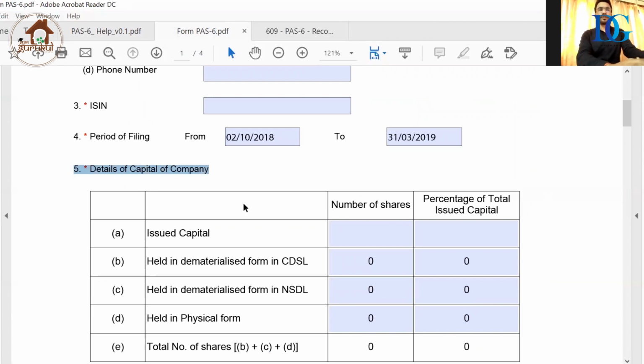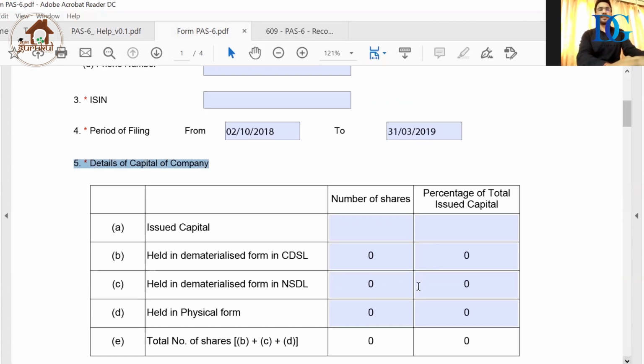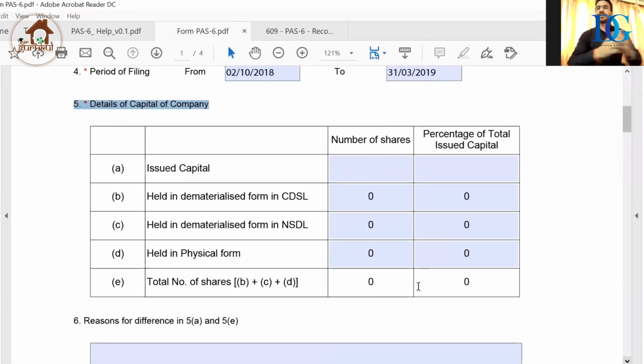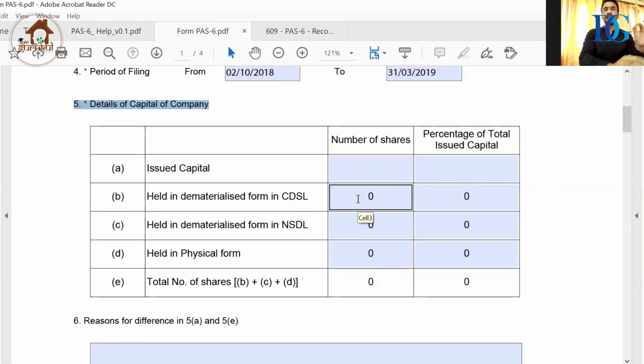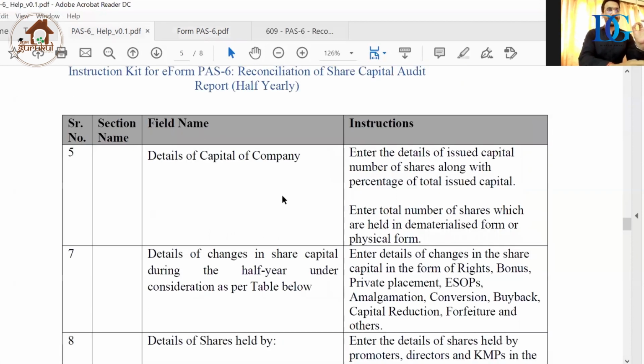Now at point number 4, details of the capital of the company. As you can see on the screen: details of the issued capital of the company, details of the shares held in dematerialization with CDSL, details of the shares held in dematerialization with NSDL, shares held in physical form, and the total of B, C, and D. You have to mention the number of shares and the percentage of total share capital as at the end of the half year, meaning as on 31st March and 30th September. Enter the total number of shares held in dematerialized form and physical form.